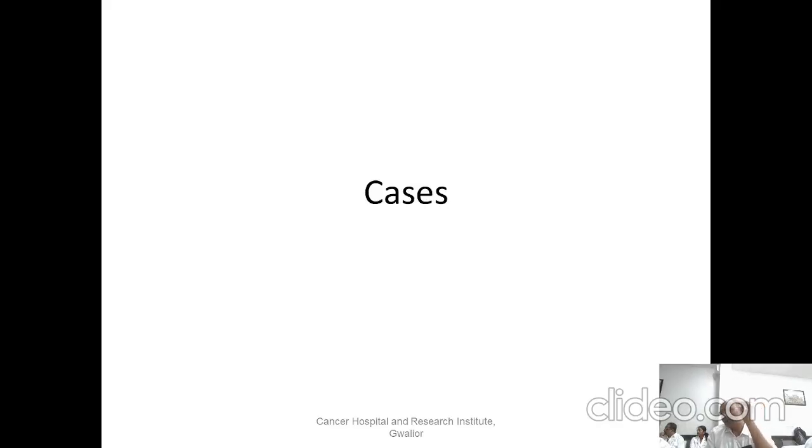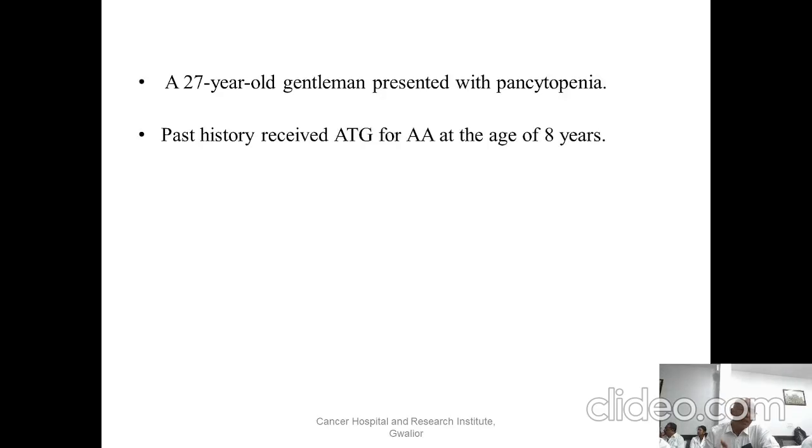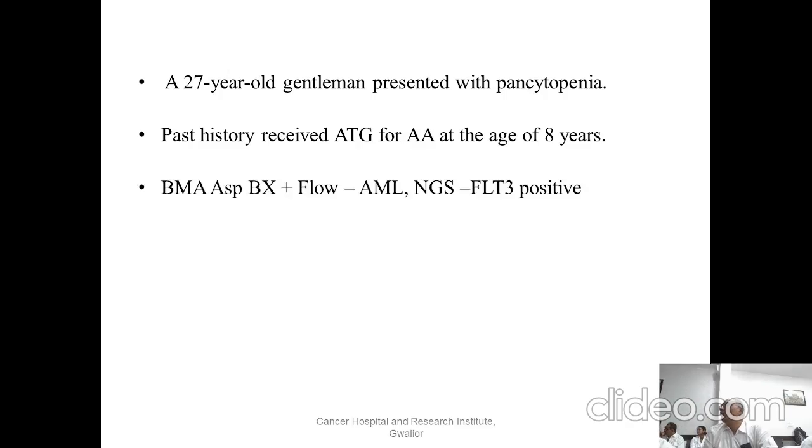Now coming to the cases, some of the important cases only, students need to pay attention here. So you have a 27-year-old gentleman who presented with pancytopenia, who has a history of receiving ATG for aplastic anemia at 8 years of age. When he was 8 years of age, he was diagnosed to have aplastic anemia and received ATG. Now he is 27 years old, came to me in general OPD. He came with pancytopenia, so we did marrow aspiration biopsy plus flow and NGS. NGS was FLT3 positive, flow was suggestive of AML.